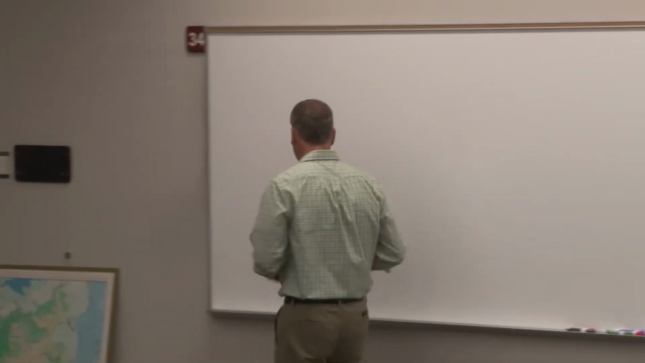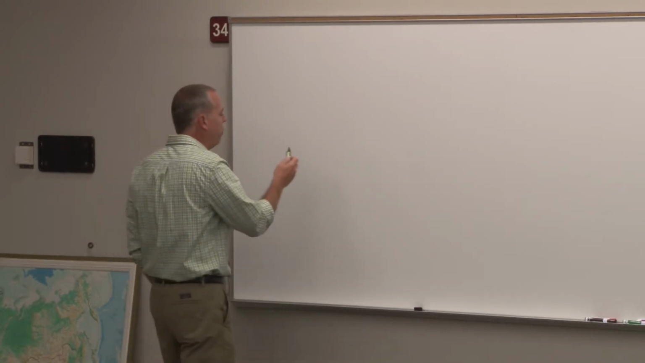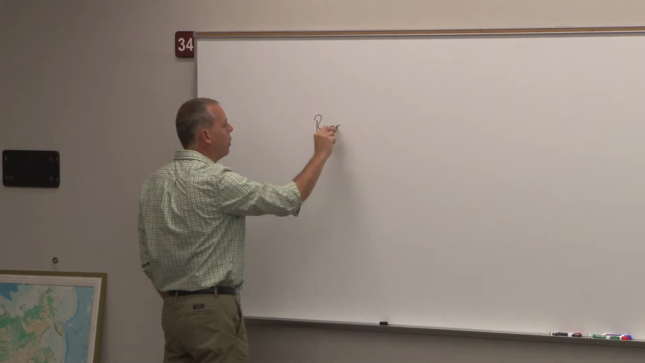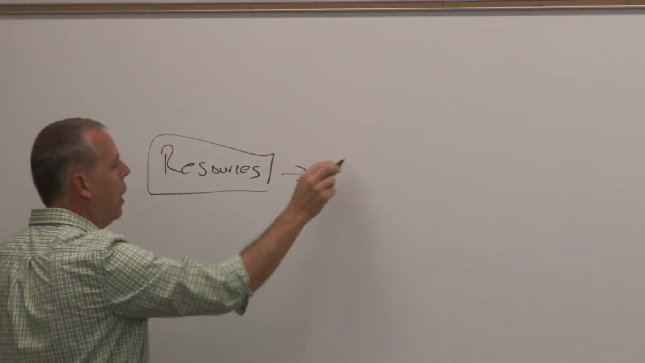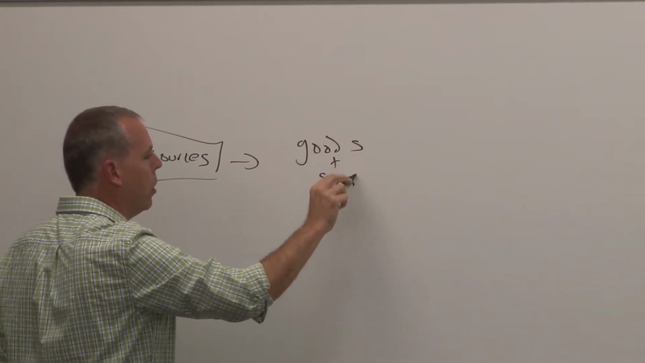Okay, so what we want to do is continue our discussion here, and look at a completely different model, and that would be production possibilities curves. So let's go back and review. We know we have this idea of our resources, and we know that we want to turn these into goods and services.